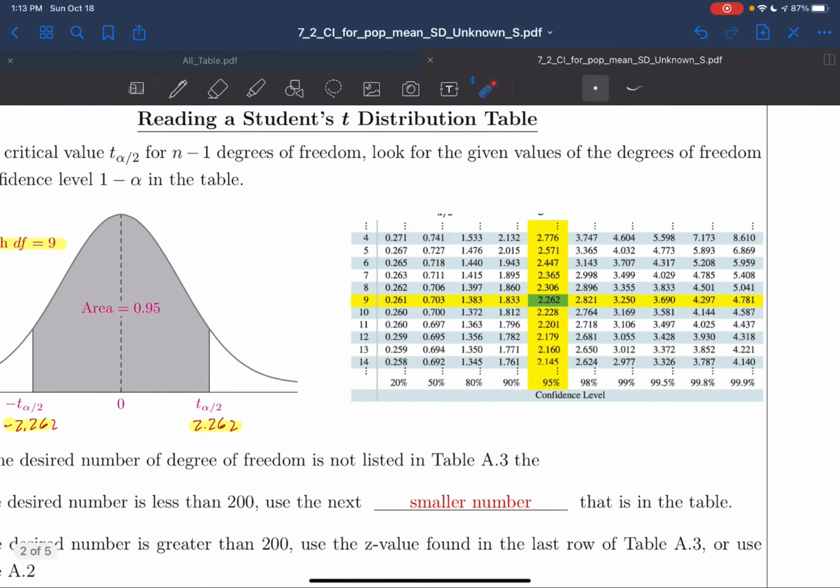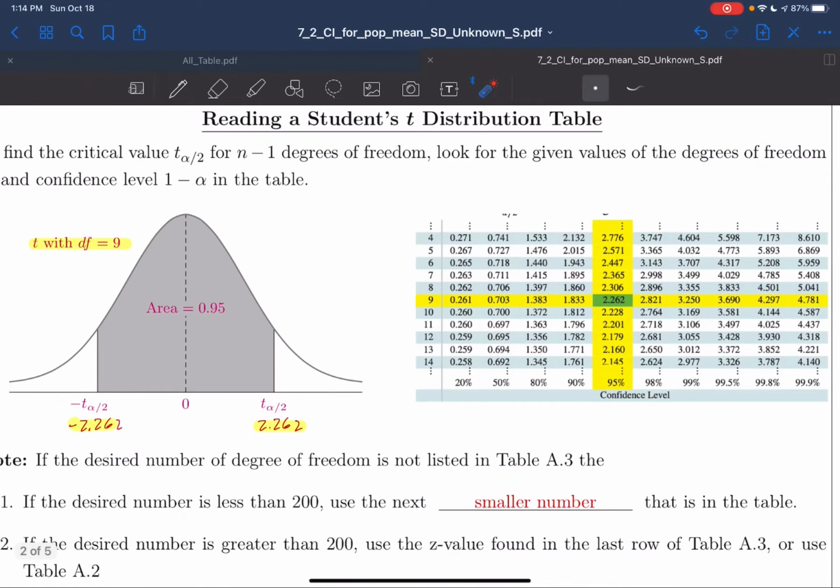And here's a little chart just to remind you. So again, confidence level will be here, and the degree of freedom will be here. And where they intersect is your critical value.